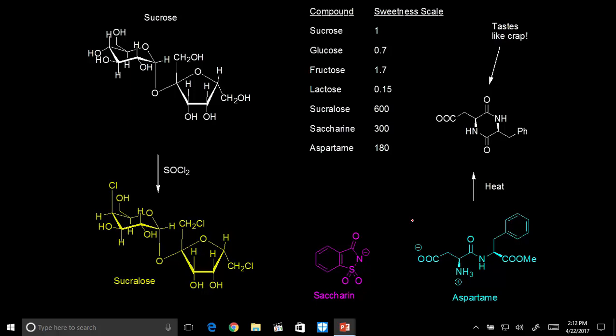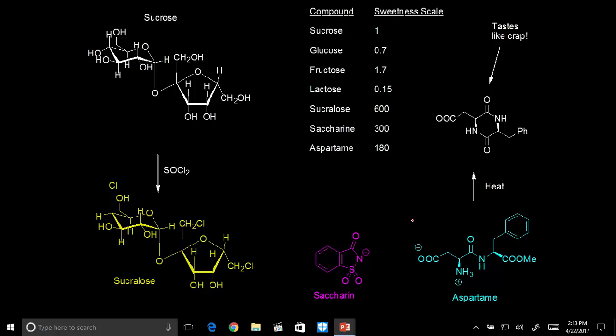So sucrose is a 1. That's the standard by which all of the others are going to be rated against. Okay, glucose, the hydrolysis product, is a little bit less sweet at 0.7, and fructose, the other part of this, is a little sweeter at 1.7. Okay, lactose, milk sugar, is not quite as sweet as sucrose at all. It's only 0.15.